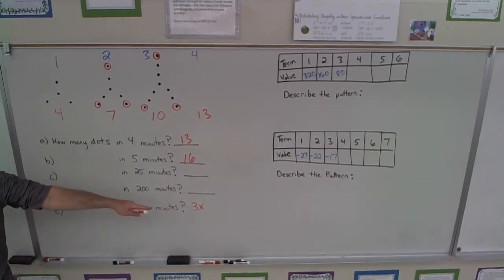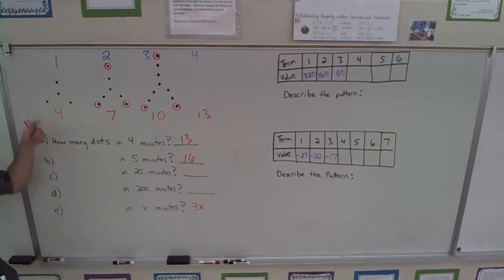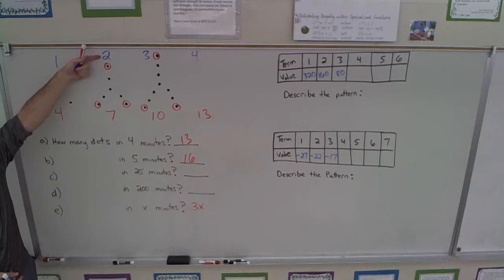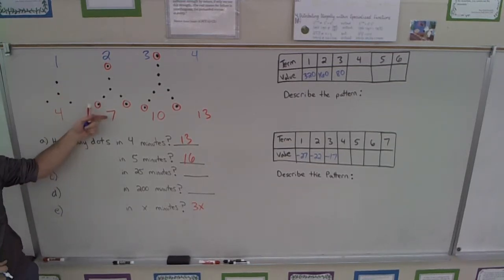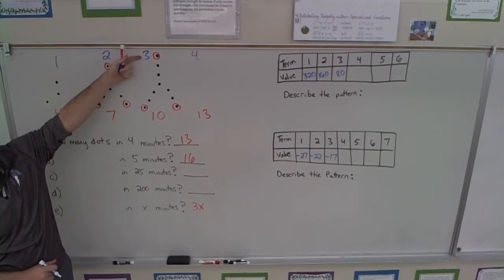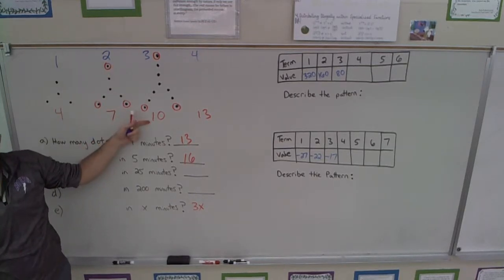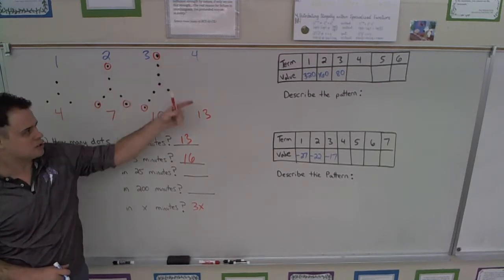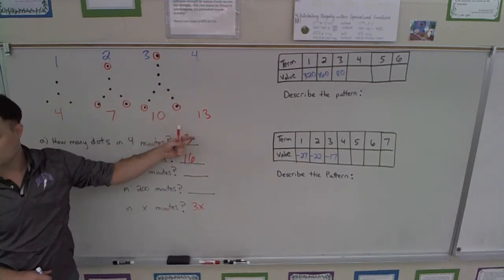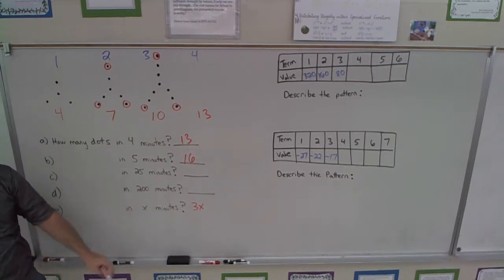So 3x, let's check if that works. 3 times 1 is 3. Is that 4? No. Not quite. 3 times 2 is 6. It's not quite 7, but it's kind of close, right? Yeah. 3 times 3 is 9, which isn't 10, but it's kind of close. So 3 times 4 is 12, which isn't 13, but it's close. How do I fix my pattern, so instead of just 3x?